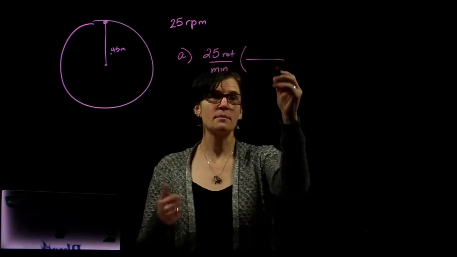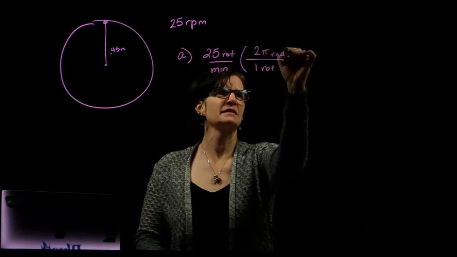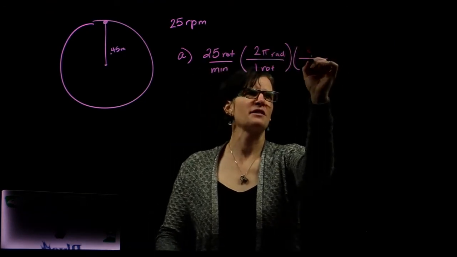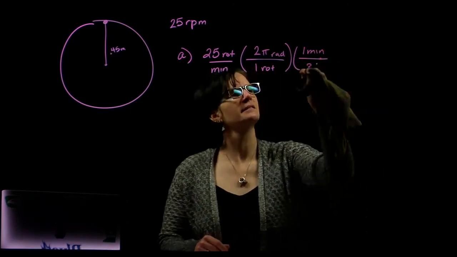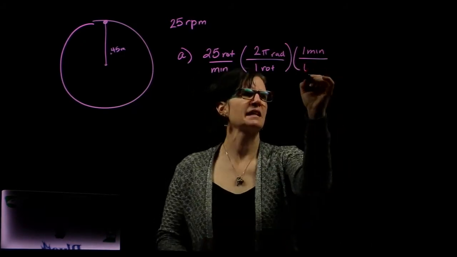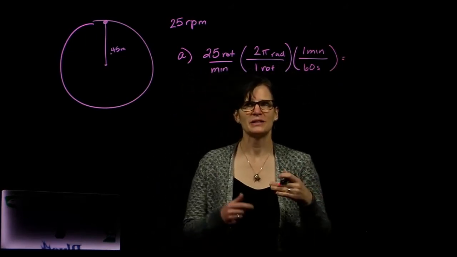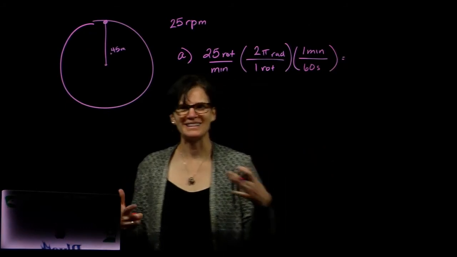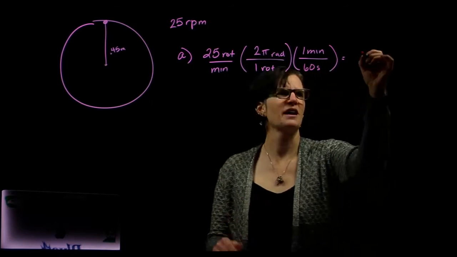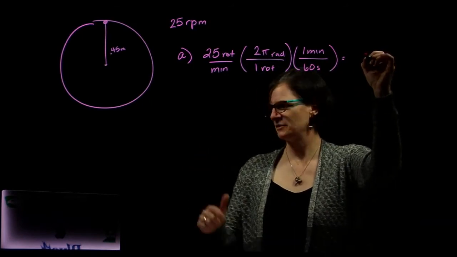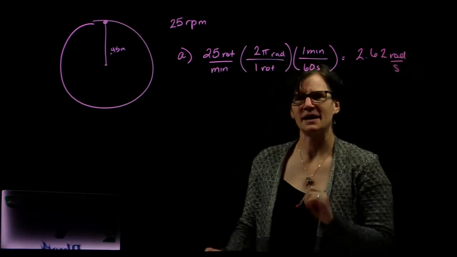If I remember that one rotation is 2 pi radians, and then I remember, of course, that there are 60 seconds in 1 minute. So although this is asking specifically about angular velocity, we want to recognize that that is an angular velocity in a different unit. This really becomes a unit conversion. And so we find that our angular velocity in radians per second is 2.62 radians per second.